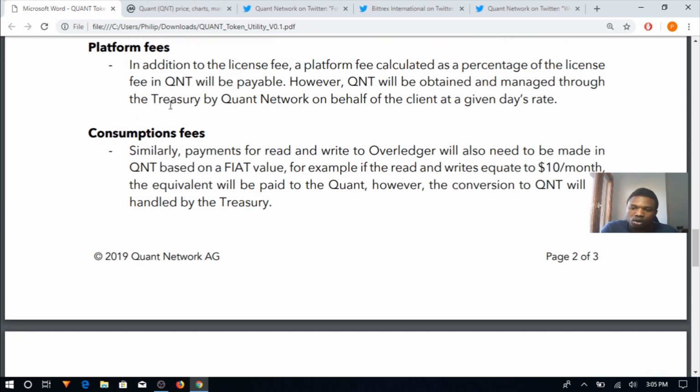And there are also consumption fees. Similarly, payments for read and write to Overledger will also need to be made in QNT based on the fiat value. For example, if the read and write equates to $10 per month, the equivalent will be paid in Quant. However, the conversion to Quant will be handled by the treasury.